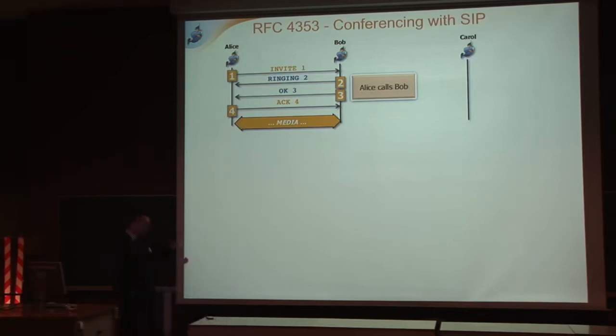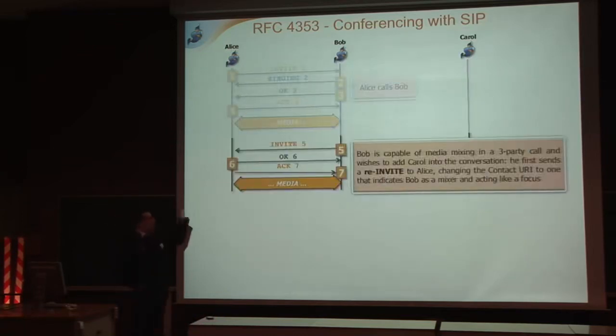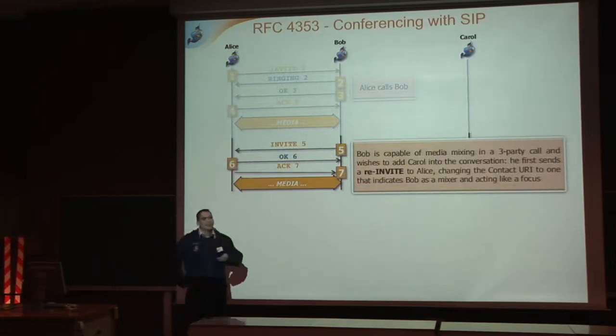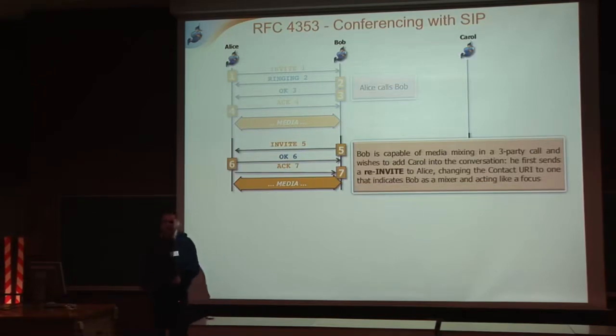If at one point Bob would like to add someone else to the conference, he would need to do two things according to that specification. First of all, he would have to reinitialize his existing call with Alice, so that she would know that this is no longer a one-to-one call. This is important because maybe she would like to know that whatever she's saying is potentially being heard by someone else.